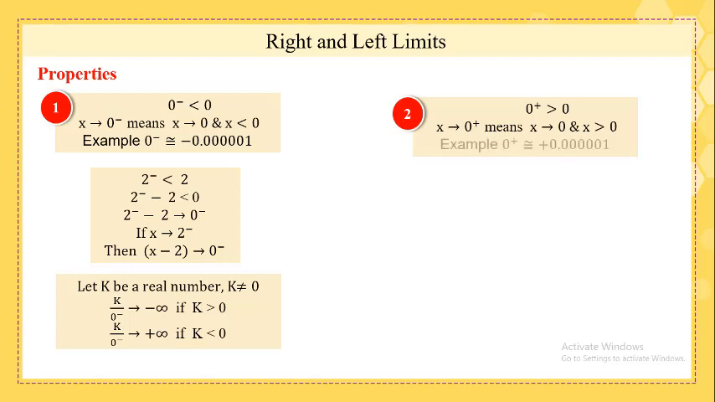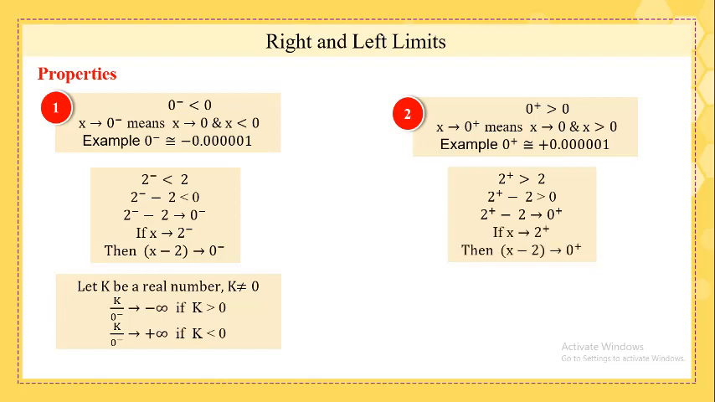Now, for 0 plus, it's greater than 0. X tends to 0 and is greater than 0. As an example, plus 0.000001. So, 2 plus is greater than 2, and 2 plus minus 2 will be greater than 0. If x tends to 2 plus, now x minus 2 tends to 0 plus.